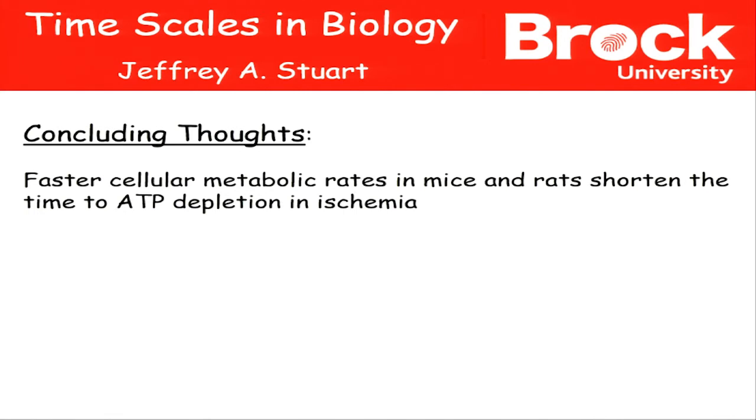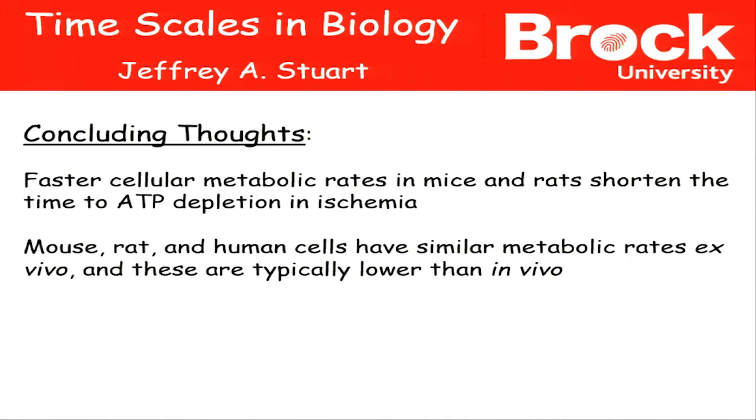So just a few concluding thoughts. Again, to reiterate, these faster cellular metabolic rates and ATP turnover rates in mice and rats shorten the time to ATP depletion and ischemia, and that can have consequence in terms of experimental design. It's not present when cells are grown from any species under defined conditions in culture. So that previous statement comes from if you were to measure cells that had been acutely isolated from an organism and had spent all of their time living under whatever conditions were present inside of that organism. Now if you've got them in a dish and you're growing them under defined conditions which are the same across the board, you see no differences of that in terms of metabolic rate.